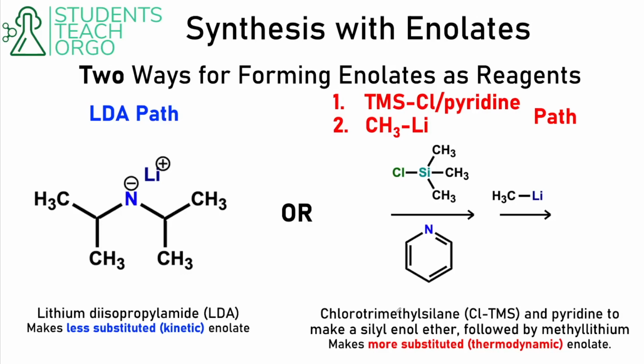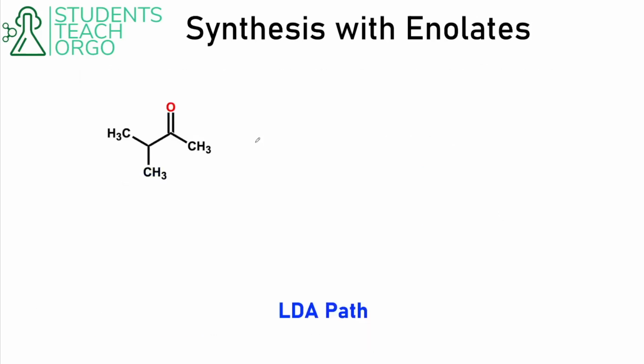And the other method would be to use chlorotrimethylsilane and pyridine, followed by methyl lithium. I'm going to introduce these concepts of the less substituted kinetic enolate and the more substituted thermodynamic enolate, because by choosing which path we use, we can control, in some cases, which side of a carbonyl we add our carbons onto. So I'm going to use this ketone right here as an example for both pathways.